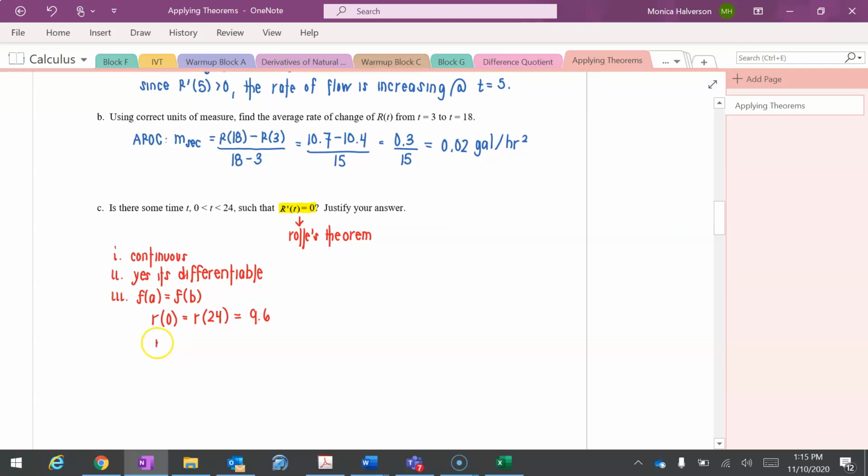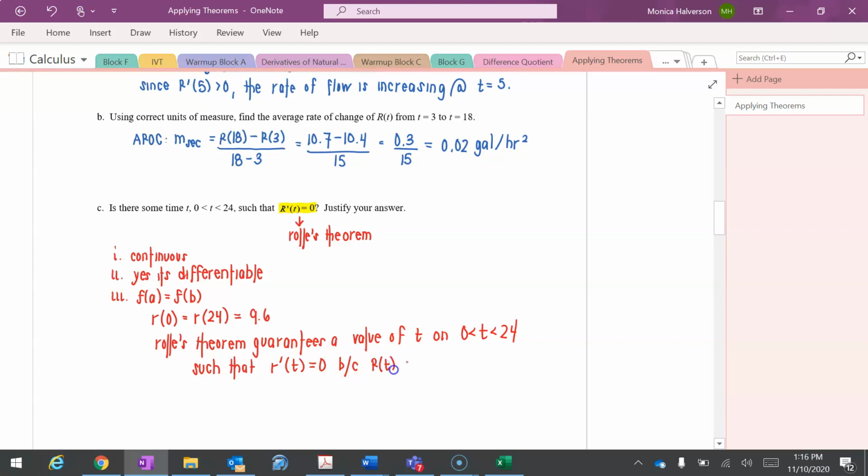So you can say Rolle's theorem guarantees a value of t on 0 to 24 such that the first derivative is equal to 0 because r of t is continuous on 0 to 24, differentiable on 0 to 24, and r of 0 equals r of 24, which equals 9.6.